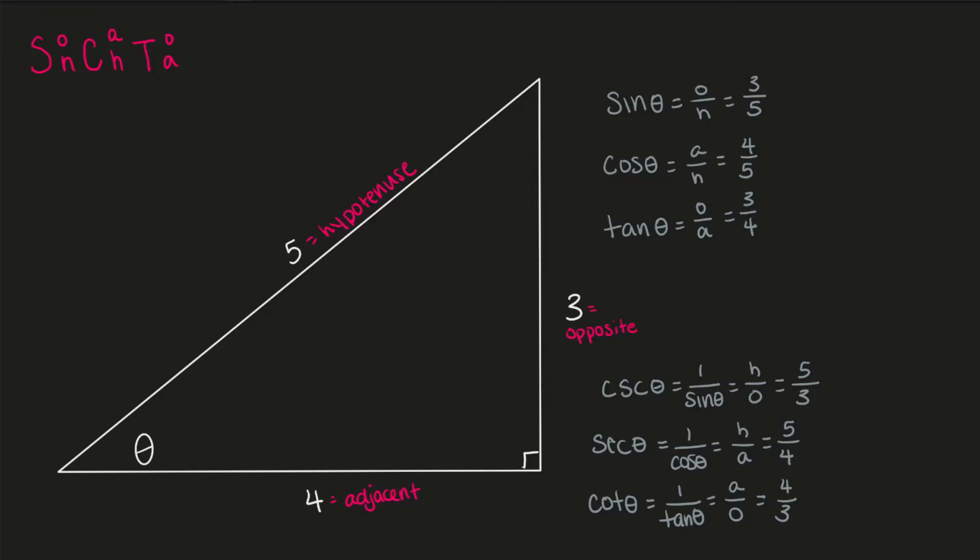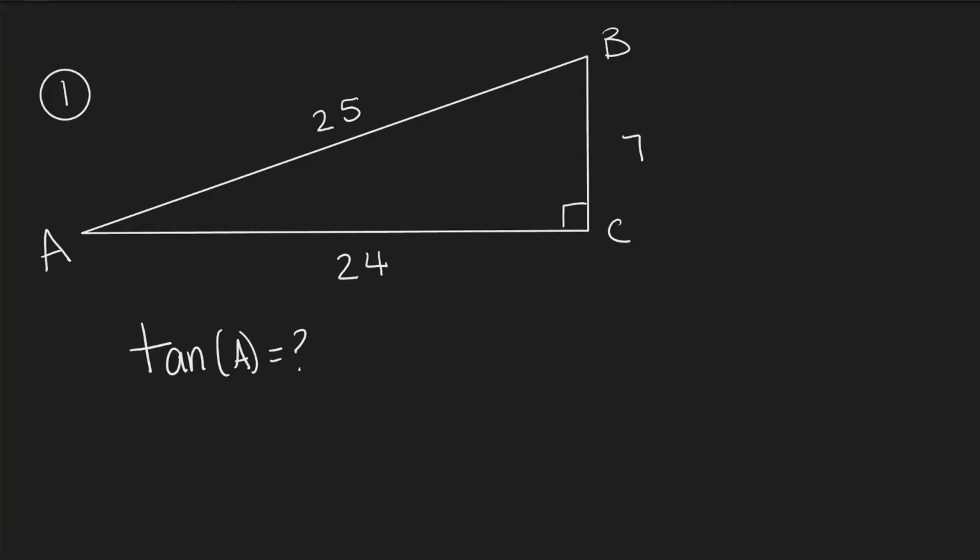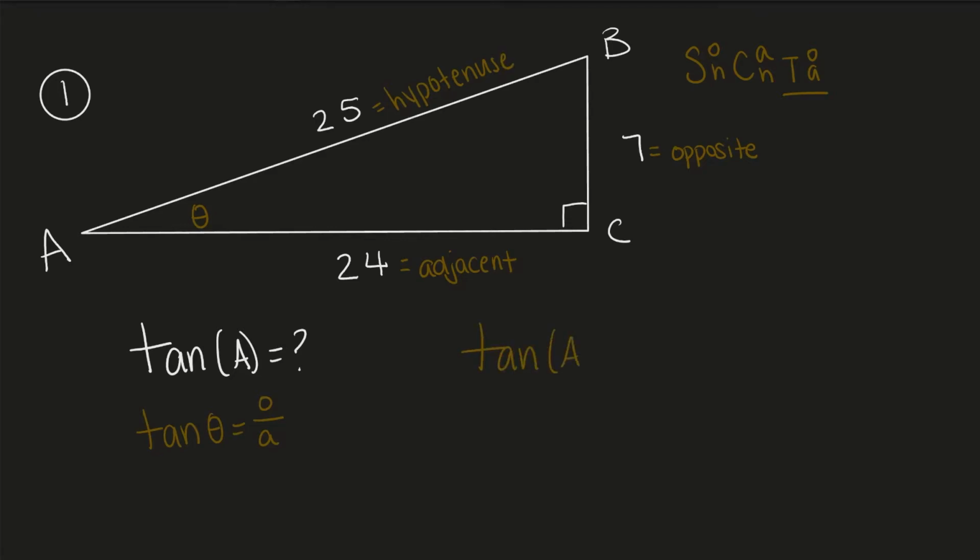Let's look at some examples on different triangles. First, we have this triangle, and we need to find the tangent of A. Keeping in mind SohCahToa, we're going to need to find our opposite over our adjacent side. So when our angle is in the bottom left, 7 is our opposite, 24 is our adjacent, and 25 is our hypotenuse. So the tangent of A is equal to 7 over 24.